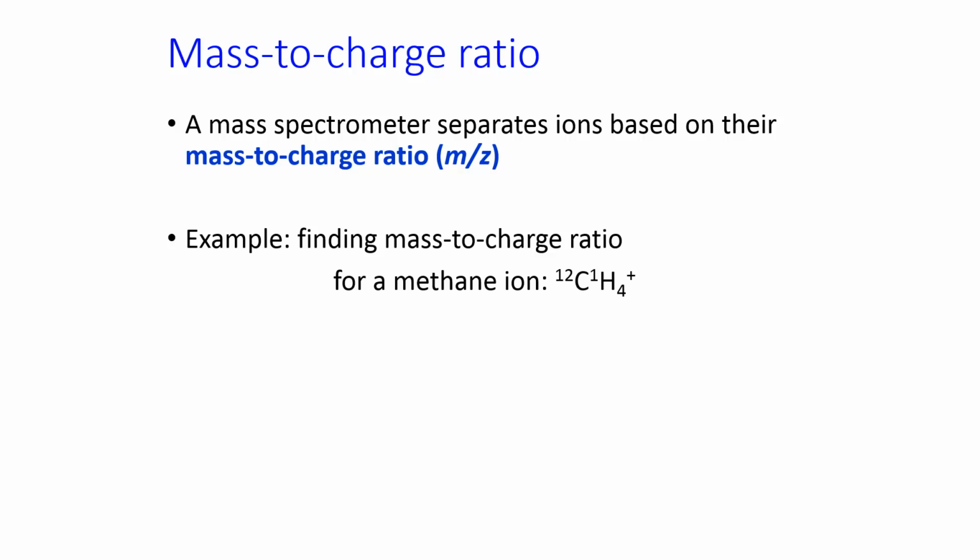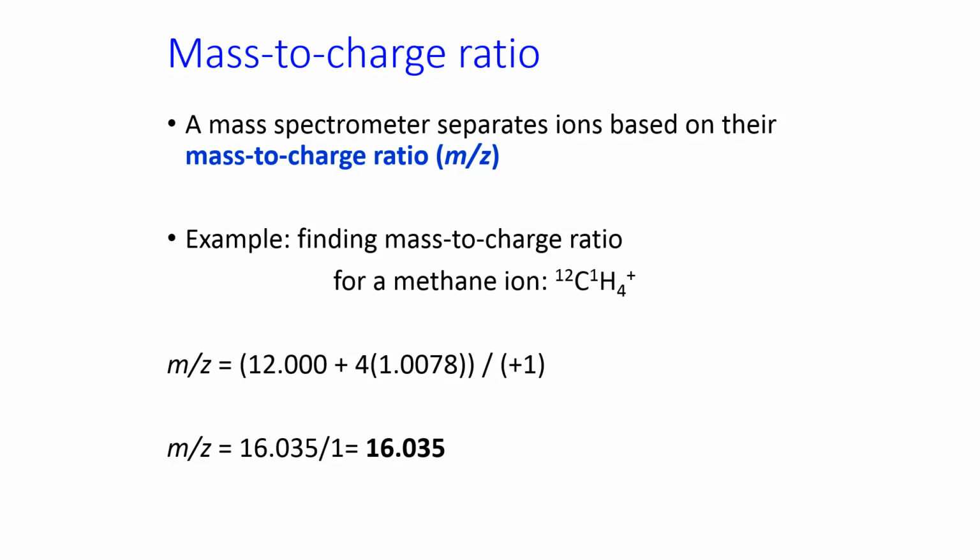So we can do an example of finding the mass to charge ratio for a methane ion, CH4+. Most mass spectrometer techniques are sensitive enough that it matters whether this is carbon-12 or carbon-13 or carbon-14, and also whether it's hydrogen or deuterium. In this case, we use carbon-12 and regular hydrogen. So the mass is the mass of a carbon-12 atom plus the mass of 4 hydrogen atoms divided by the charge, +1, and so in this case we get 16.035. Depending on the kind of instrument you're using, you may have that number of significant figures, you may have more, or you may have less if it's a less sensitive instrument.